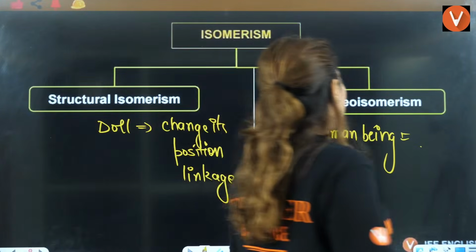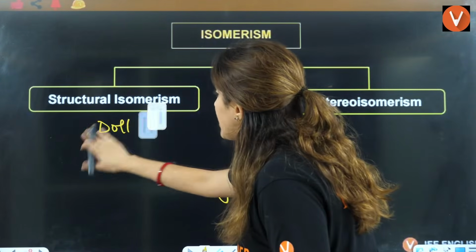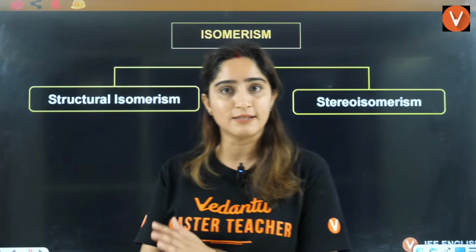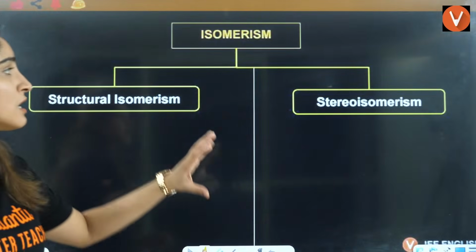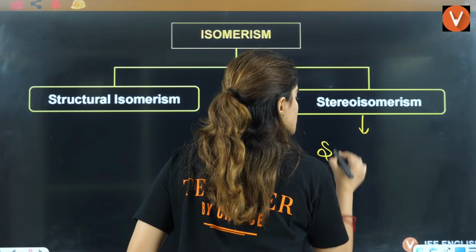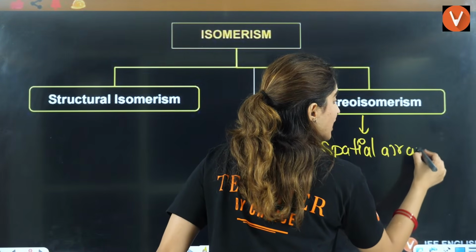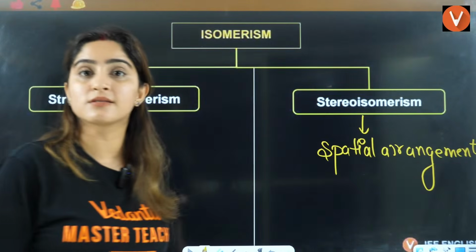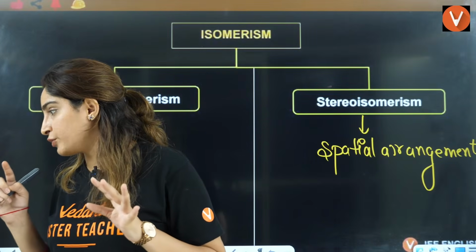So there are two kinds of isomerism that can exist. One is the change in the linkage, change in the position, all these things, but the molecular formula has to be the same. Second is stereoisomerism. Here you can only change the spatial arrangement. You cannot change the linkages. You can only change the spatial arrangement. I hope this thing is now clear to all of you, right?